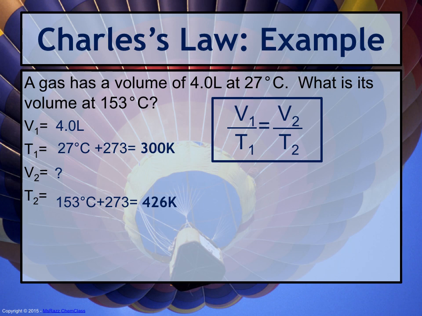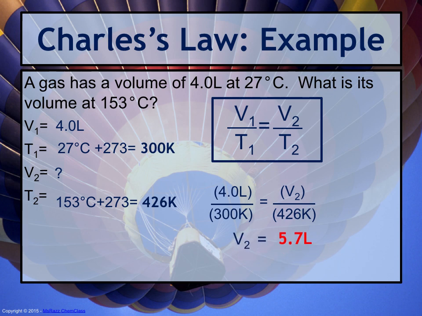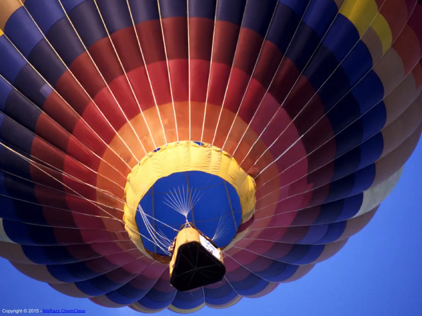Now we have everything we need to plug into this equation. 4 liters over 300 Kelvin is going to equal V2, that's our X, we don't know that one, over 426 Kelvin. You can simplify by cross-multiplying, and you'll get the volume, V2, is 5.7 liters. Just a side note, the final answer here, 5.7, has 2 significant digits because that is the least number of significant digits given in our original problem.